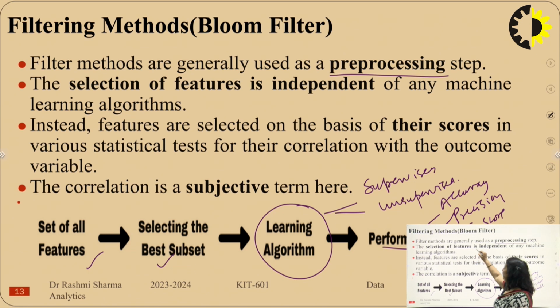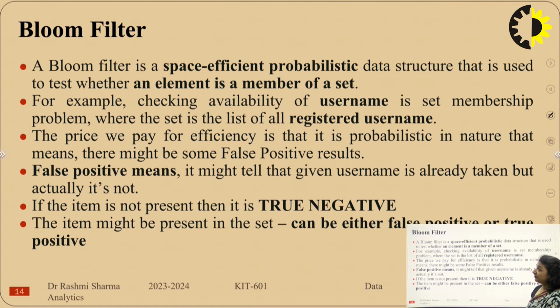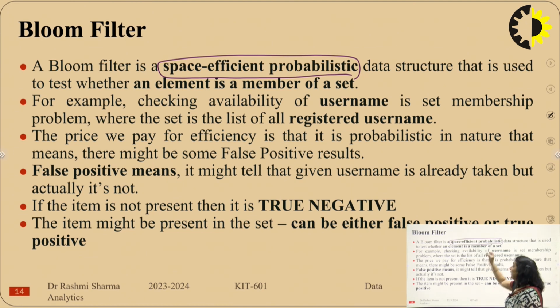So we have to select the features which are independent of any machine learning algorithm. They should not depend on any of the algorithms, either supervised, unsupervised or even reinforcement learning algorithms. Instead, features are selected on the basis of their scores in various statistical tests for their correlation with the outcome variables. So this correlation is subjective. How is it subjective? Definitely Bloom's filter is a space efficient algorithm. In each and every algorithm, while we are studying data analytics or DSA, we are into the terms of time and space complexity.